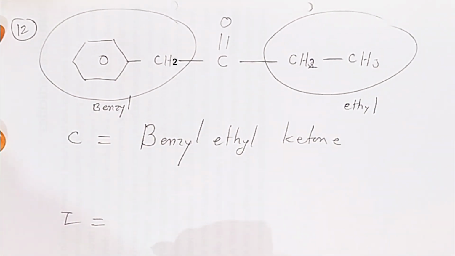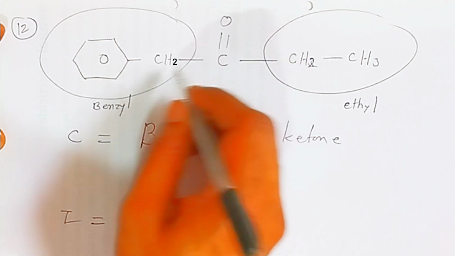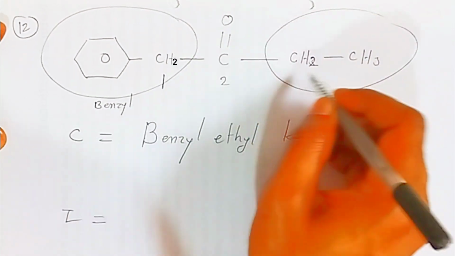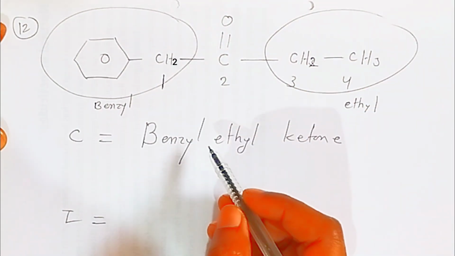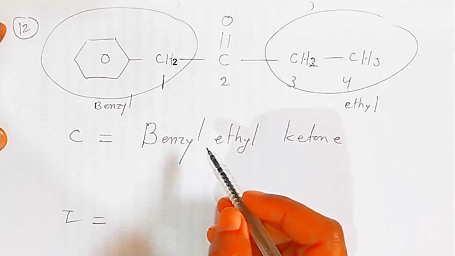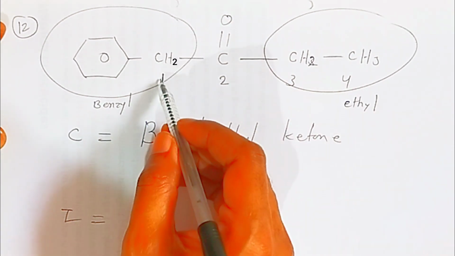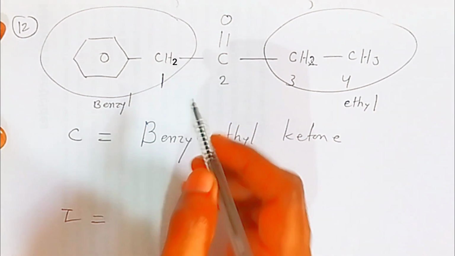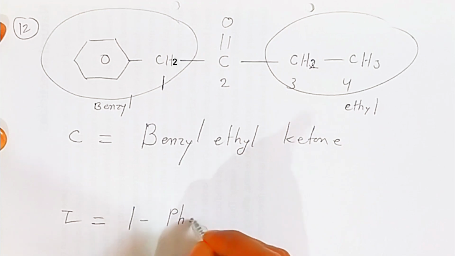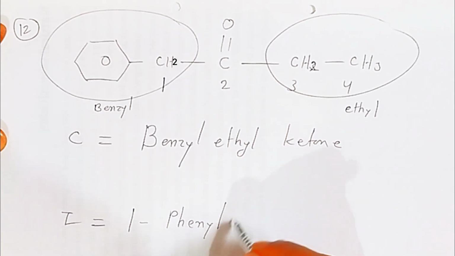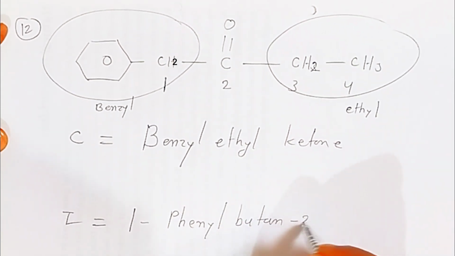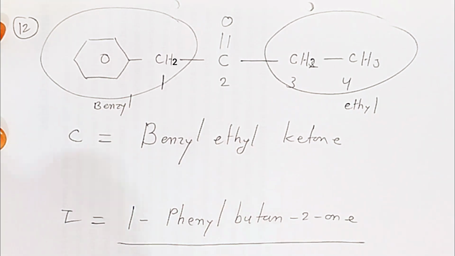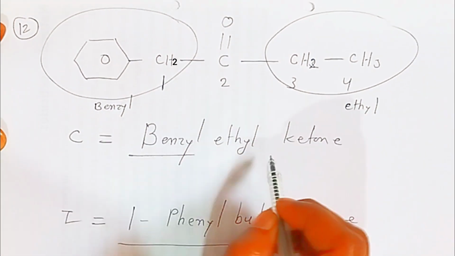In the IUPAC system, you have to start the numbering from the carbon nearest to the carbonyl as the first carbon, then second, third and fourth. So which type of ketone, students? It is butan-2-one. Now at carbon number 1 you have a phenyl group attached, so we call it 1-phenyl butan-2-one, which will be the IUPAC name of this molecule. Otherwise we can say benzyl ethyl ketone.